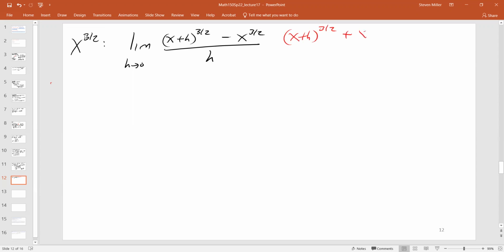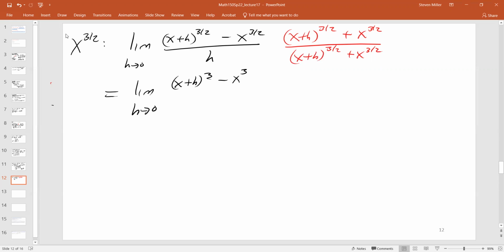Excellent. Over x plus h to the 3 halves plus x to the 3 halves. So we've just multiplied by 1. And if we do that, this is now the limit as h goes to 0 of x plus h cubed minus x cubed over h times 1 over x plus h to the 3 halves plus x to the 3 halves.